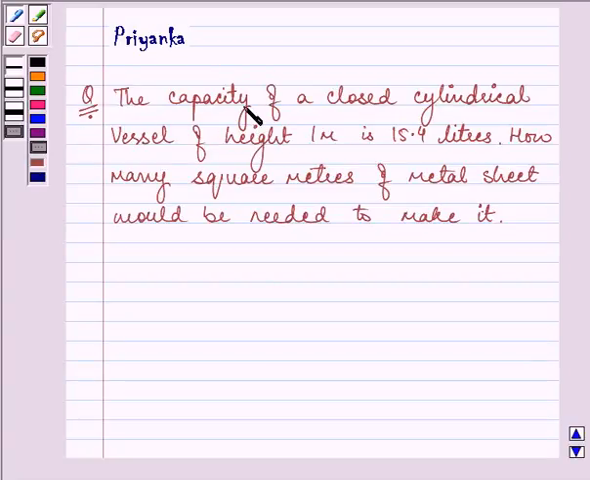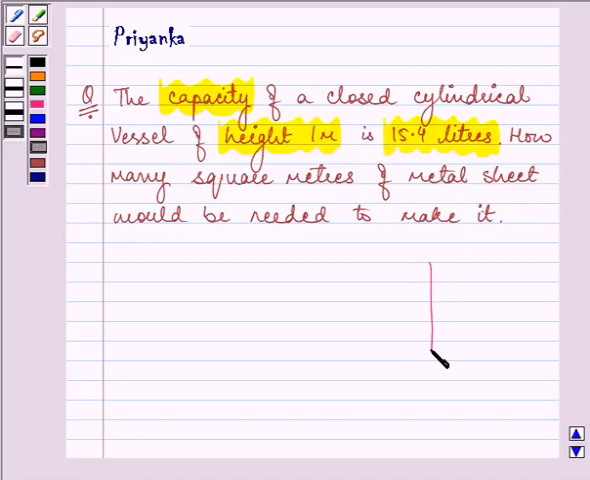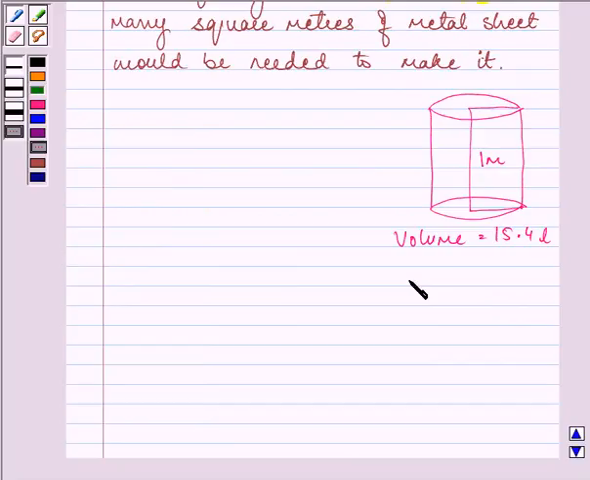The question says the capacity of a closed cylindrical vessel of height 1 meter is 15.4 liter. This is the capacity of it, that is the volume. How many square meter of metal sheet would be needed to make it? So we have a cylinder given to us whose height is given to us as 1 meter and volume is given to us as 15.4 liter. We need to find out the area of the sheet, the metal sheet that will be required to make this cylinder, right?